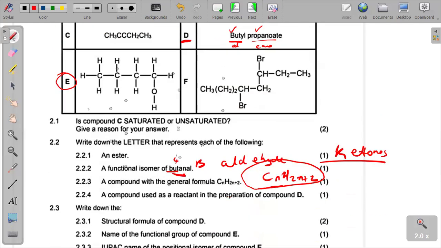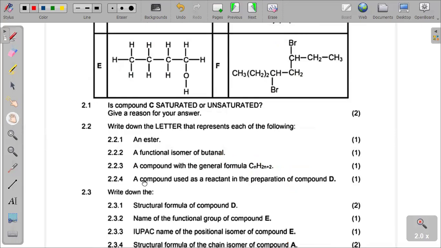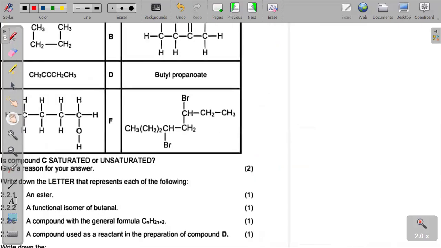Then 2.3.1, write down the structural formula of compound D. So we want the structural formula of that compound, right? So here is what we are to do. Remember, butyl propanoate has been formed from an alcohol, and this is our alcohol, and it's always like that. And this is our acid, our organic acid, the carboxylic acid. So I'm going to start, of course, with the alcohol here. 1, 2, 3, 4, right? Then I indicate my carbon atoms, and my hydrogen atoms.